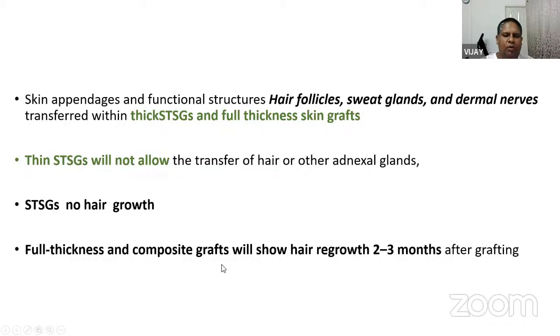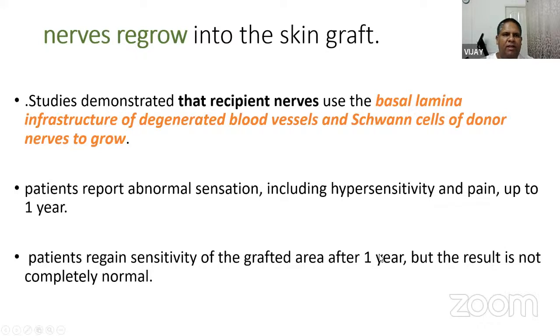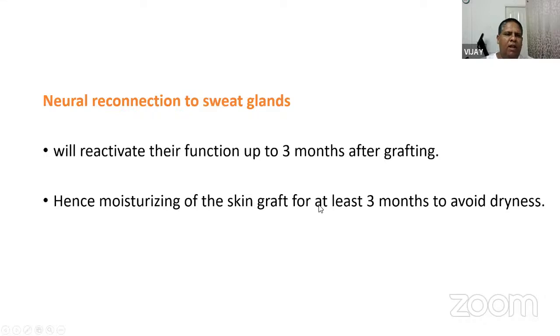Full thickness and the composite graft will show hair growth within 2 to 3 months after grafting. Nerves regrow into the skin graft by using the basal lamina infrastructure of the degenerated blood vessels and also the Schwann cells of the donor nerves to grow. Patient reports abnormal sensation like hypersensitivity and pain up to 1 year, and the patients regain the sensitivity of the graft area after 1 year, but the result is not completely normal.